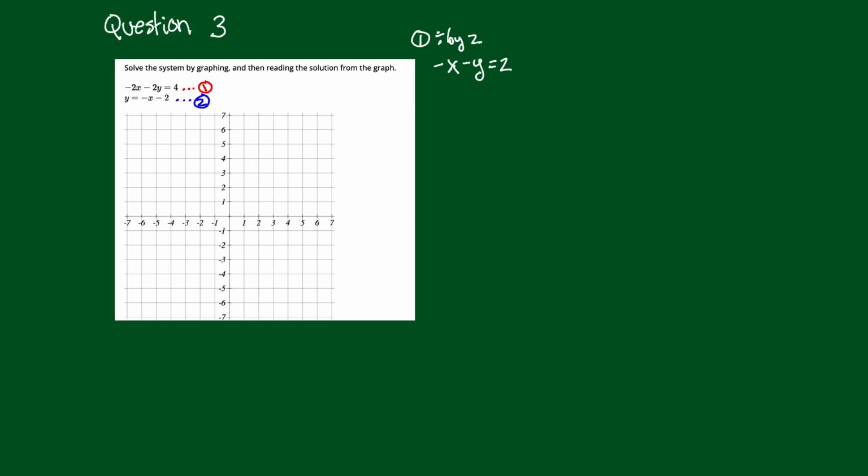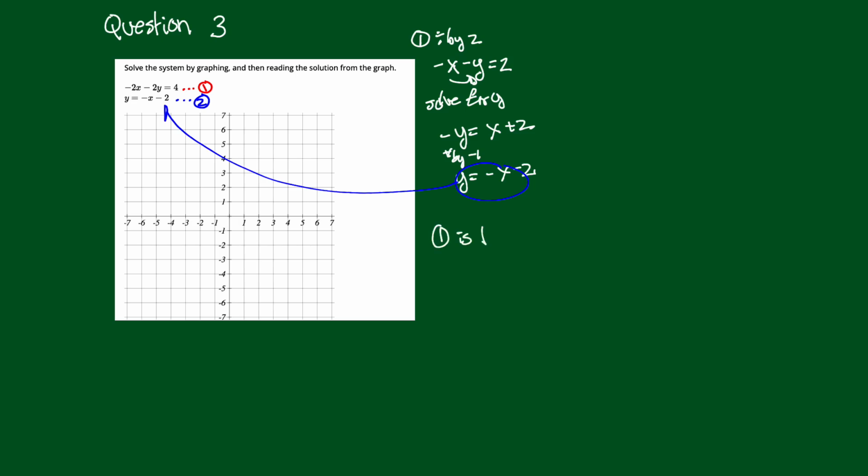What if we were to do this? Solve for y. If I solve for y, I'm going to add that x, so I'll get -y is equal to positive x plus 2, and then multiply by -1, I'll get y equals -x minus 2, which turns out to be exactly equation 2. So what I'm saying here is that it looks like equation 1 is the same as equation 2. So if I graph these, they're going to just be the same line.